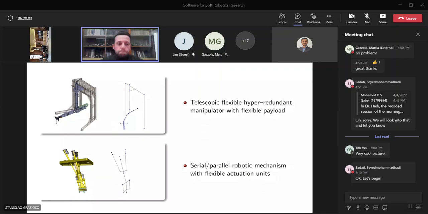And here on the bottom part we have another mechanism. In this case it is a serial-parallel mechanism, which is known in the literature as the Tricept. This is also another mechanism that is used for remote maintenance applications.